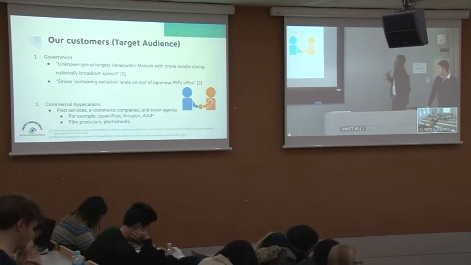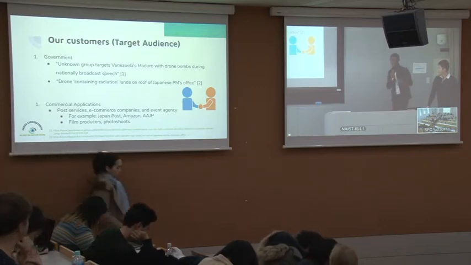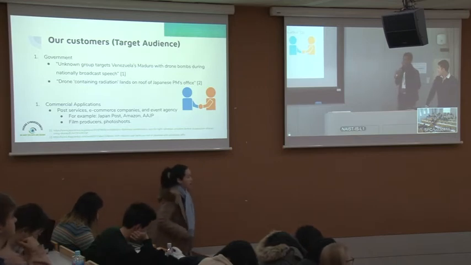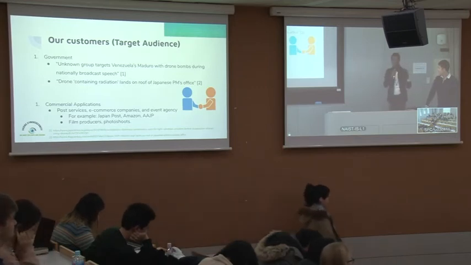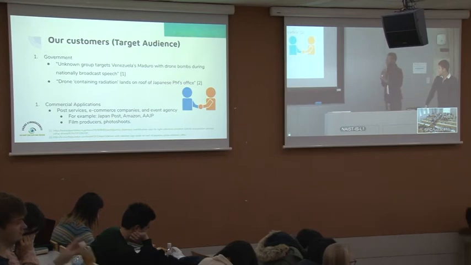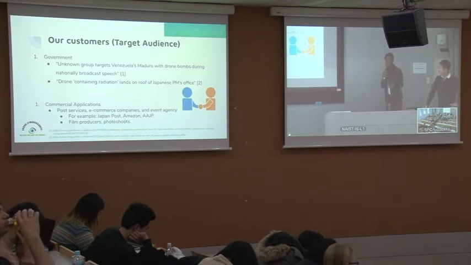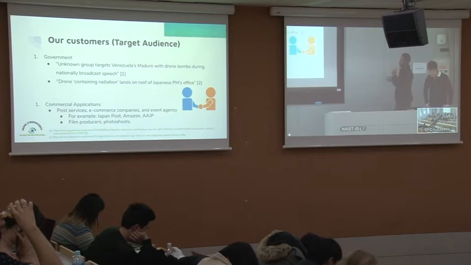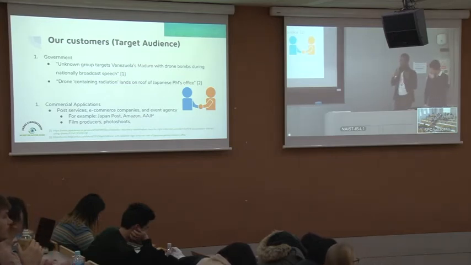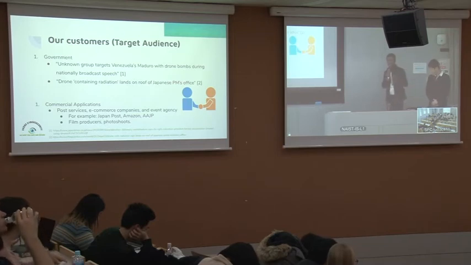And the next point is related to the commercial companies. For instance, in the future, maybe Japan Post can send packages and mail by using drones. And I think Amazon and Rakuten can do it as well. So the goal of our company is to provide security for this kind of drone.